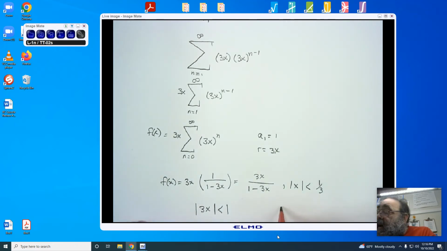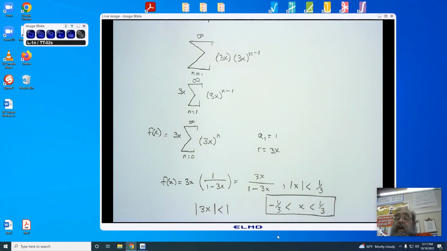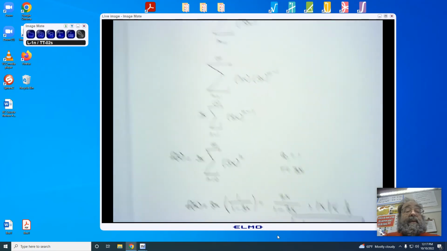Now you'll notice how that works. We drop the absolute value. We put negative 1/3 to the left, 1/3 to the right, and this is what we refer to as our interval of convergence. Let's take a look at another example.